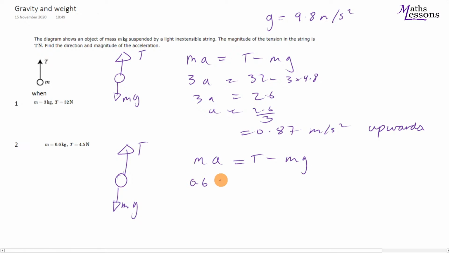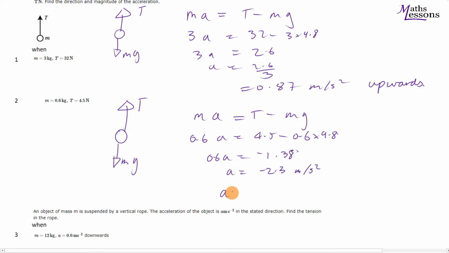So we've got 0.6a equals 4.5 minus 0.6 times 9.8. So 0.6a therefore will equal, times that all out, minus 1.38. Divide that by 0.6, we will get minus 2.3 meters per second squared. So the magnitude of a, because it does ask for the magnitude of a, would be 2.3 meters per second squared, and it's going to be downward.